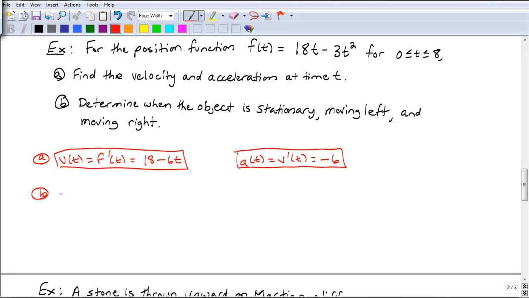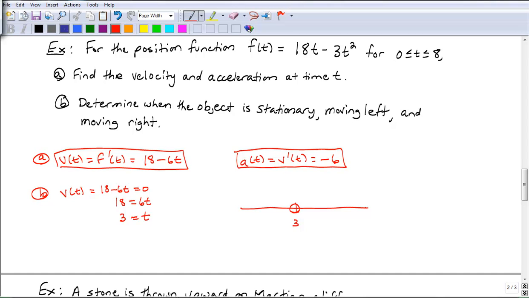So the first thing I do is I take the velocity and I figure out where the velocity is 0, where this thing has stopped moving. That must be where it turned around. So I get 18 equals 6t, and 3 equals t. So I know at time 3 seconds the velocity is 0. It quits moving. So when I try to figure out when it's moving right or left, I know at 3 seconds it's not moving either direction. It's not moving at all there.